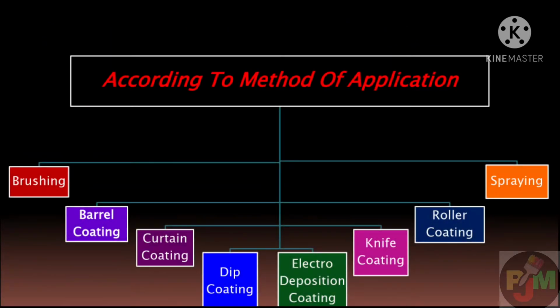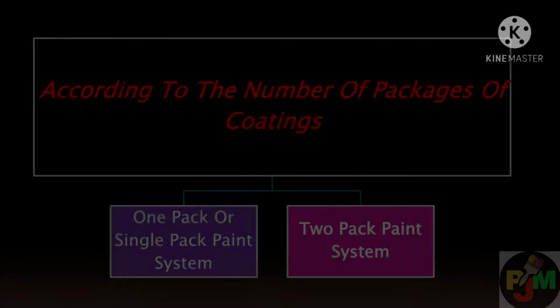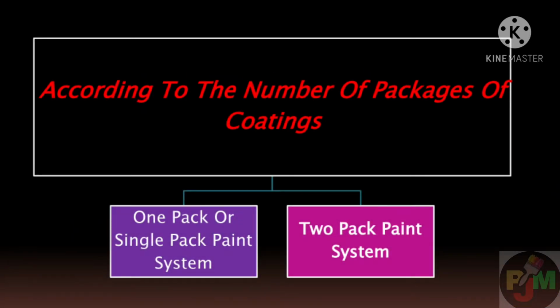Paints are also classified on the basis of method of application. Quite a variety of paint application methods are available, namely brushing, spraying, curtain coating, dip coating, roller coating, knife coating, electro deposition coating, and barrel coating, etc. Next classification of paint depends upon the number of packages of coating. It includes two types: one pack or single pack coating and two pack coating.